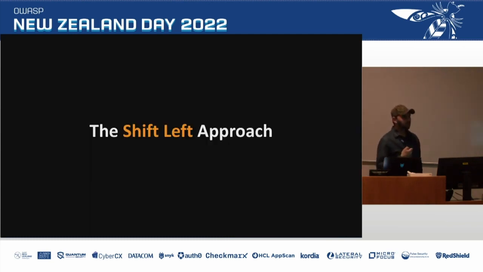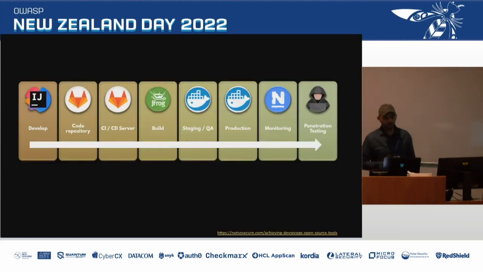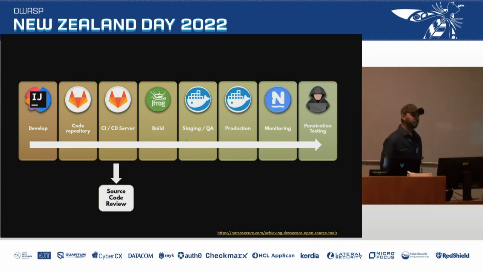Let's look at the shift left approach. Yep, cool, we've got this pipeline, but say we've got some tooling embedded into one of these stages. Say we've implemented source code review tooling. If there was a SQL injection, that stage would have picked it up every time you would release code to production. And then the feedback will be sent back.